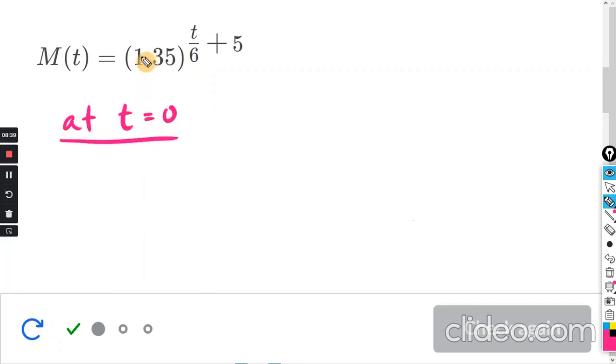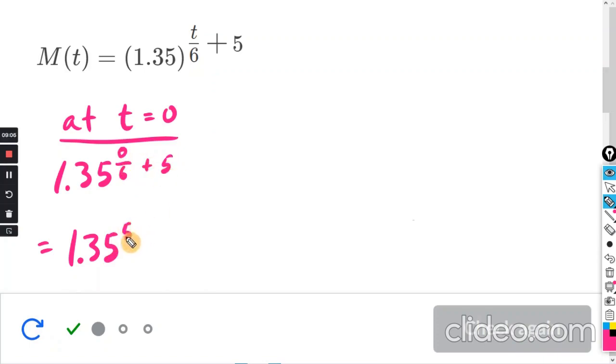Okay, so we're going to have 1.35 to the power of 0 over 6 plus 5. That whole thing is the exponent, 0 over 6 plus 5. So that's going to equal 1.35. 0 over 6 is just 0, plus 5 is 5. All right, so it's going to be 1.35 to the 5th.